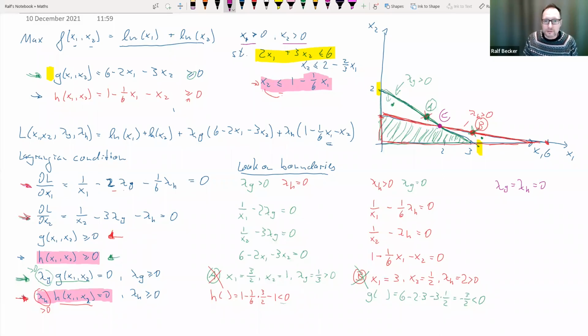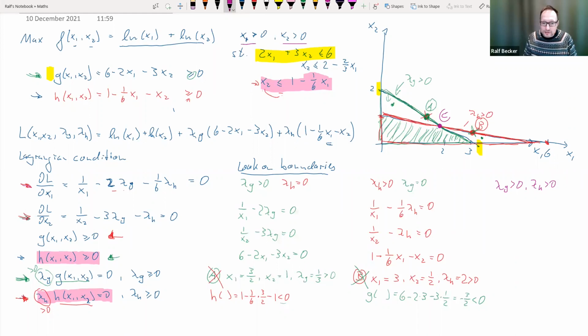Wrong, what did I say? Both. Sorry, I need to correct that. It's lambda g is larger than 0 and lambda h is larger than 0. Because remember, on the boundary, we're looking at lambda h larger than 0 or lambda g larger than 0.